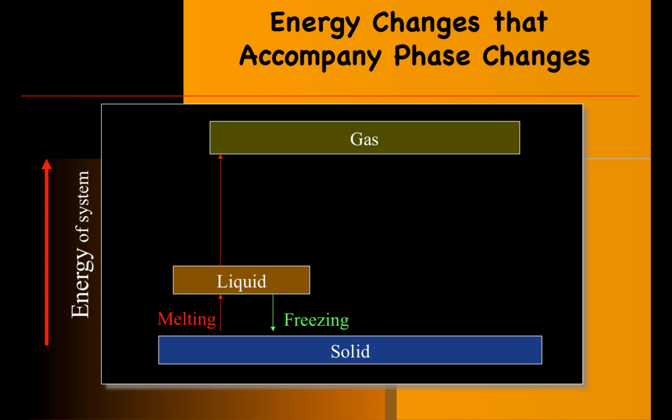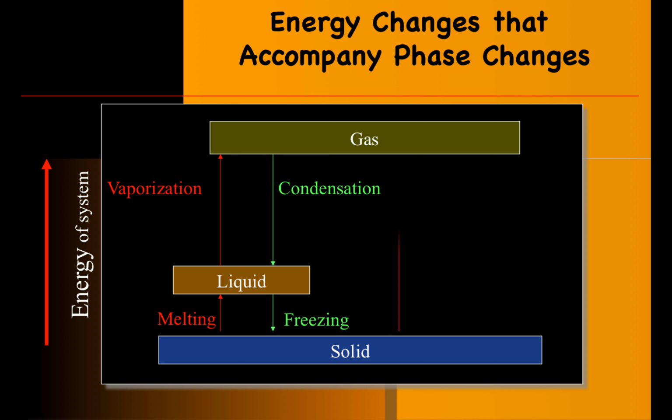When a liquid changes into a gas, energy must be absorbed. This is an endothermic process known as vaporization. And when a gas changes into a liquid, energy is released. This is an exothermic reaction, and it is called condensation.